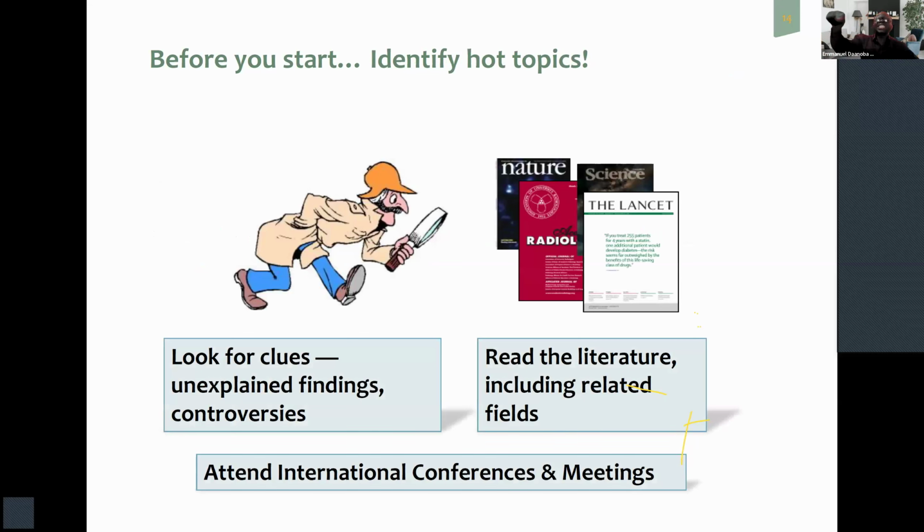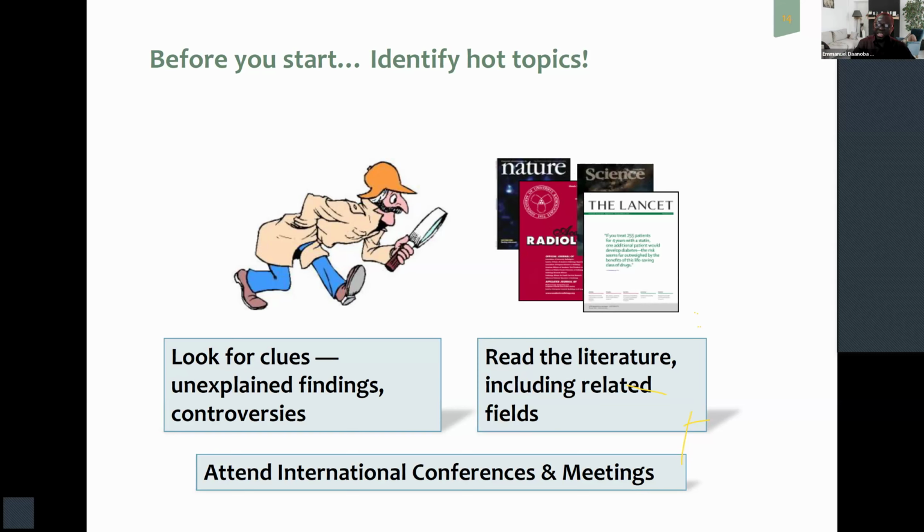Now, before you start, identify hot topics. Look for clues, unexplained findings, and controversies. All right, regarding that subject matter. You can go to several journals like the Nature journals, the Lancet, and all that, Springer Nature, Elsevier published journals. Read the literature, including related fields, not just your area, but fields also related to what you are doing. And then please attend international conferences and meetings.